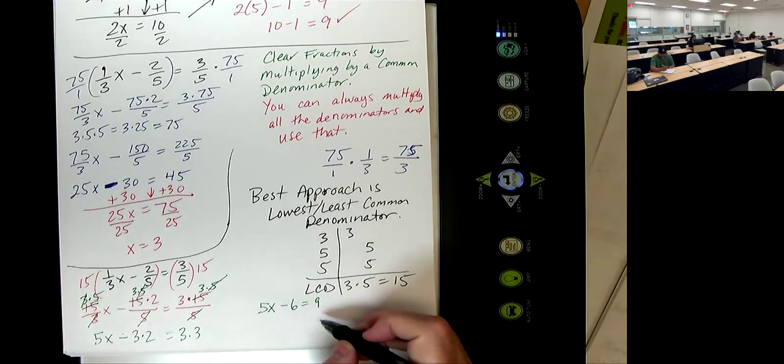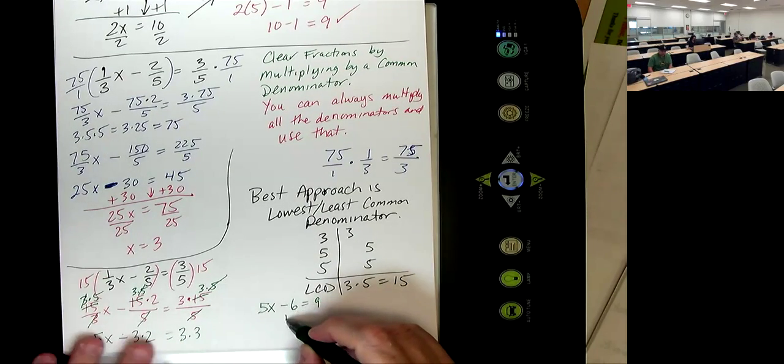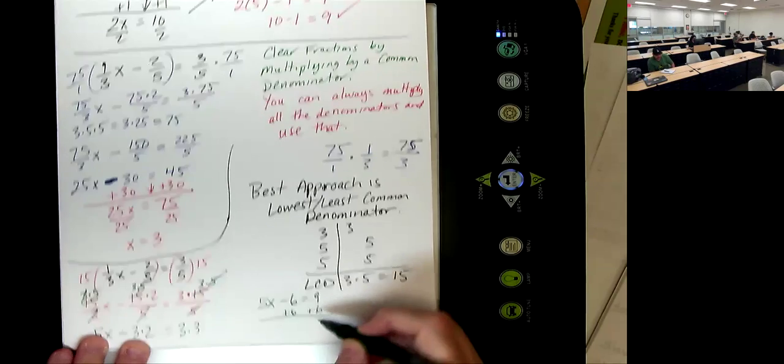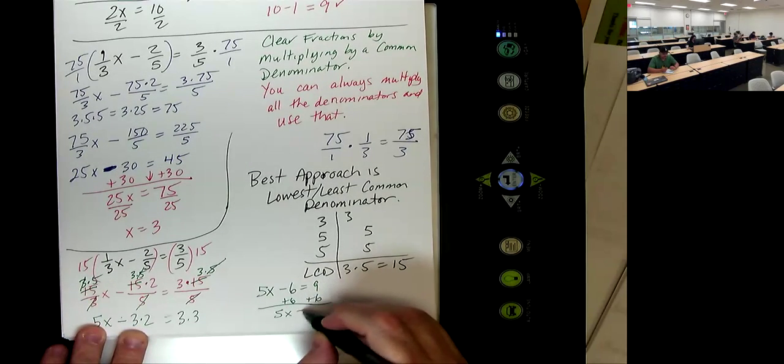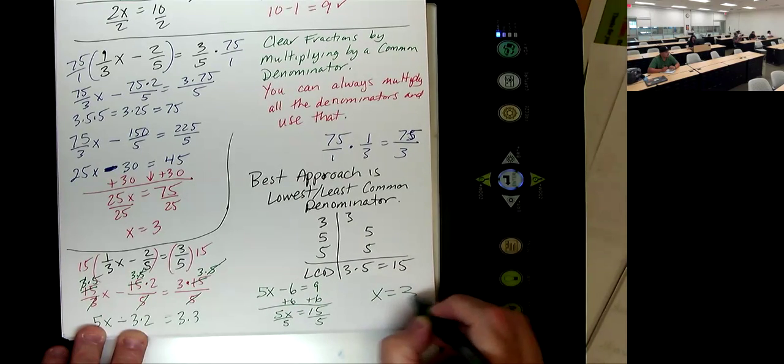Thank you. Now we're not dealing with those big numbers and this is easier to do. Add 6, we get 5x equals 15. Divide by 5 and we still get x equals 3.